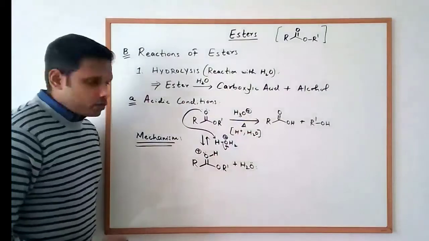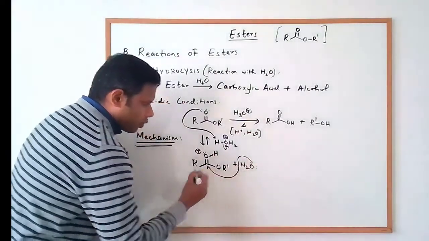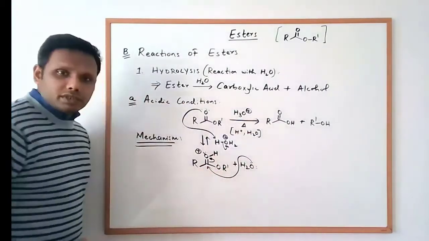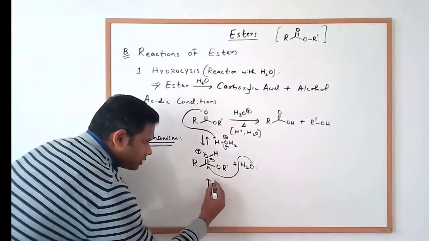Once you get the protonated ester, the second step here is the attack by water on the protonated ester molecule that opens up that pi bond, or the double bond, onto the oxygen atom.